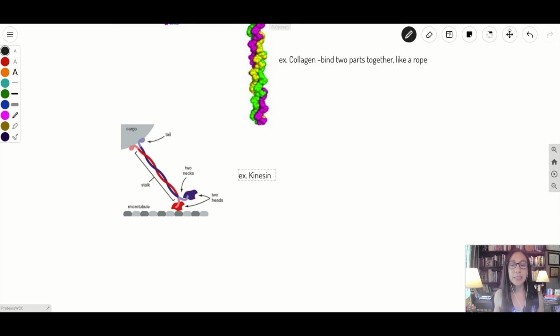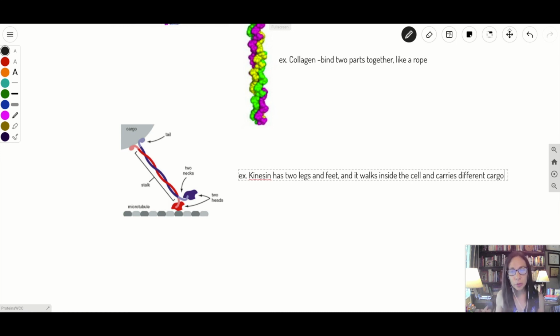And what it does is it carries cargo. So kinesin has two legs and feet, and it walks inside the cell like a little man and carries different cargo. This little man is inside your cell doing all this work. And this is the cargo here. It's something big that has to go from one side of the cell to the other side. It gets on this kinesin and travels through the cell, and it literally walks.